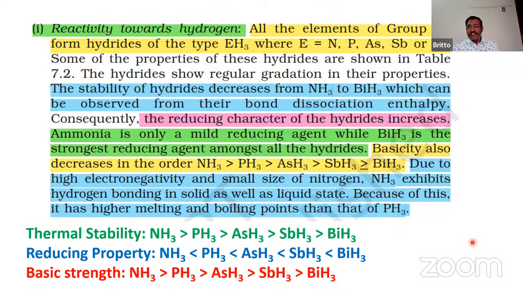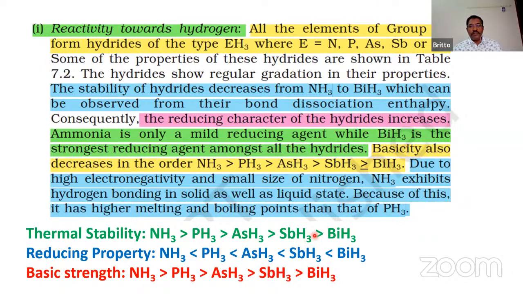And then next, reaction towards hydrogen. Now all the elements of this group form hydrides of EH3. For a metal we would write MH3 as the general formula, but here since the elements are different, some of them are non-metals, some are metalloids and some are metals, they have given E H3. So the stability of the element hydrides, from NH3 to bismuth hydride, that is ammonia, PH3, AsH3, SbH3 and then bismuth hydride, the thermal stability decreases from NH3 to BiH3.